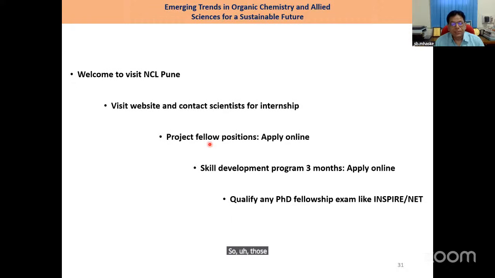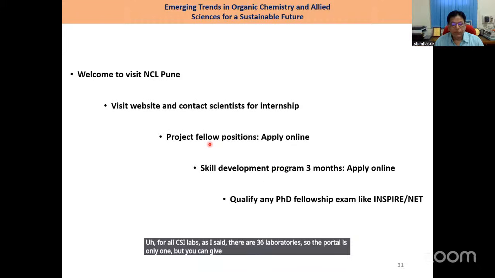Those who have completed MSc can join that kind of program, and those who are interested in doing PhD can appear for the NET exam and any other fellowship exam. INSPIRE also gives fellowship for PhD, and there are others like state government fellowships, Sarthi or Barti, and many more. With that fellowship, you can apply online. This application is open throughout the year for all CSIR labs. As I said, there are 36 laboratories. The portal is only one, but you can give your priority for which lab you want to join.